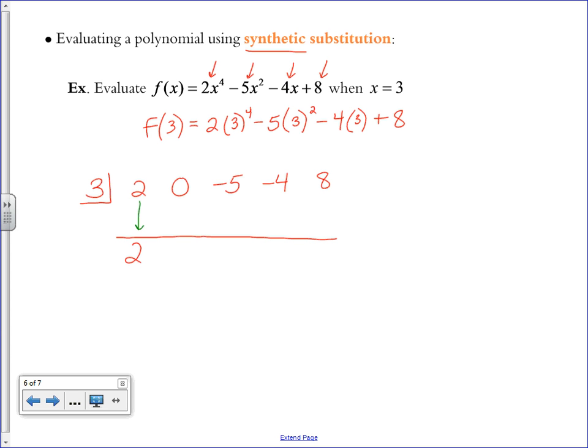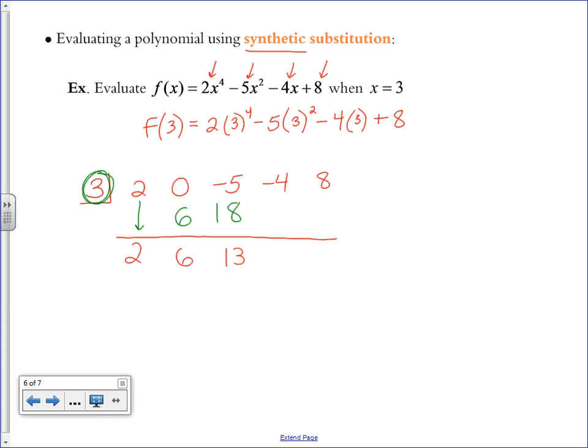Then, each step after it involves multiplication and then addition. It's the number that you brought down multiplied by the number in the box. So 2, which is the number that we just brought down, times 3, and that is 6. It goes here. And then we add the two things together vertically, a 0 plus a 6, which gives us 6. So I just brought down a 6, and then I repeat the same process. I'm going to multiply it by the number in the box, so 6 times 3, which is 18. That goes here. And then I vertically add those two things together. Negative 5 plus 18 is 13.